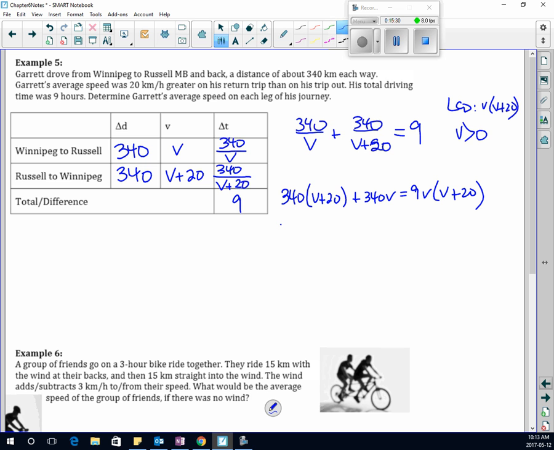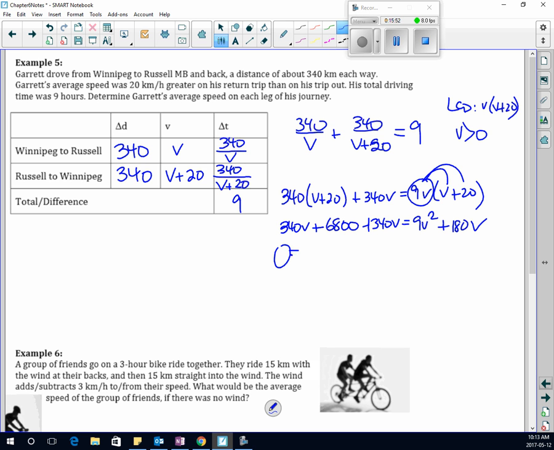So multiply this out, I get 340V plus 6,800, sorry, plus 340V equals 9V squared. So if I take that and multiply it in, I get 9V squared plus 180V. So I need to move everything over to the other side.